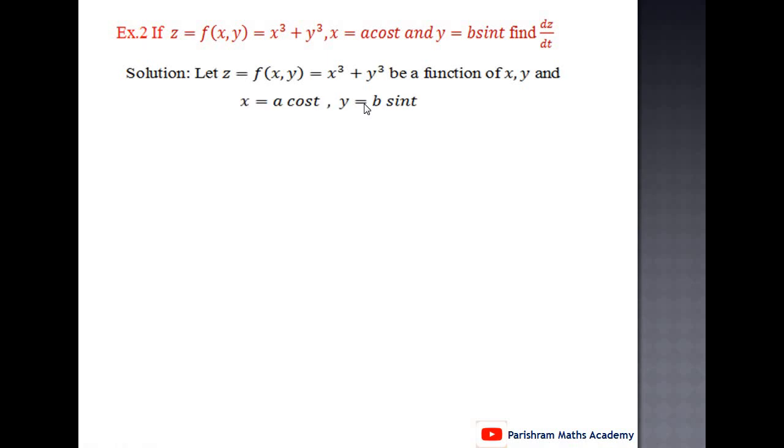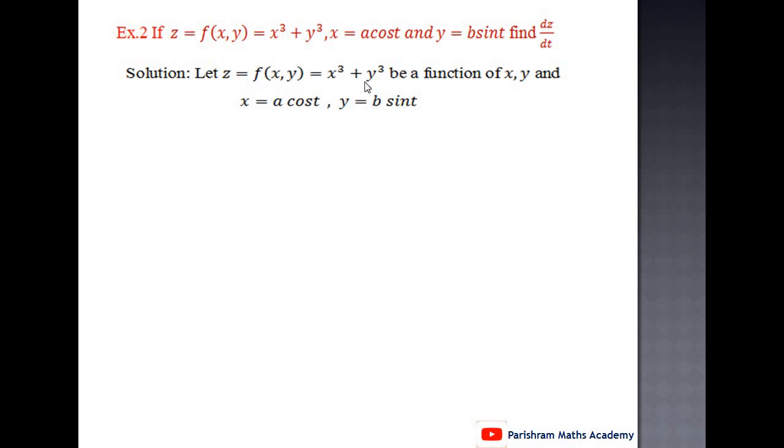Okay. Next example. If z equals f(x, y) equals x³ + y³, x equals a cos t, y equals b sin t, find dz/dt. Solution. Let z equals f(x, y) equals x³ + y³ be a function of x and y, and x equals a cos t, y equals b sin t.